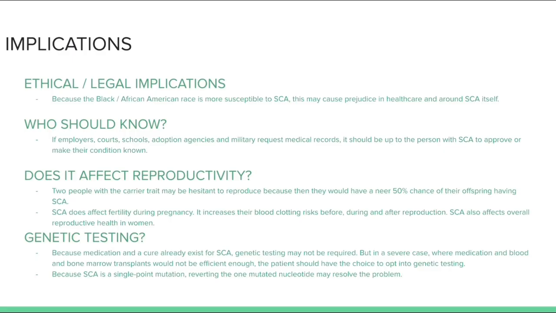Who should know? If employers, courts, schools, adoption agencies, and the military request medical records, it should be up to the person with sickle cell anemia to approve or deny and make their condition known. Does it affect reproductivity? Two people with the carrier trait may be hesitant to reproduce because then they would have a near 50% chance of their offspring having sickle cell anemia.